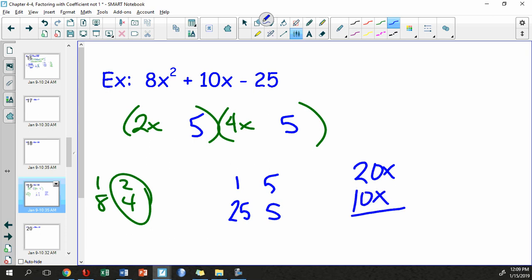What do I need to get? A positive 10x. So how do I get a positive 10x? Making 20 positive and making 10 negative. Yes? How am I getting 20? 5 times 4, which means the 5 is positive, and then the second 5 is negative. Do we see that? Yes or no? So much faster and easier than typing in the calculator. Would you agree?